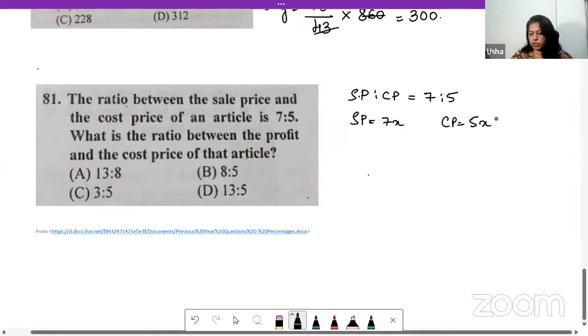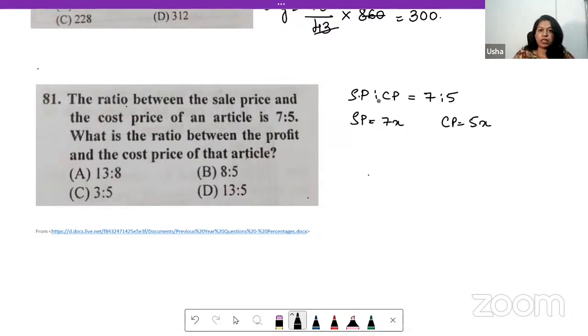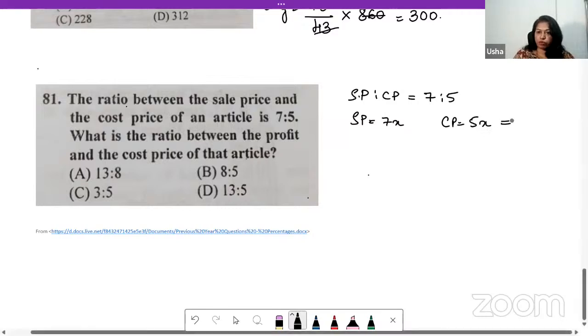Prices we have written, actual values we should multiply with some common factor and take. Selling price is to cost price is 7:5. So I have taken selling price as 7x rupees, cost price as 5x rupees. Therefore, what is the profit here? Profit is the difference between the two, which is 2x rupees.